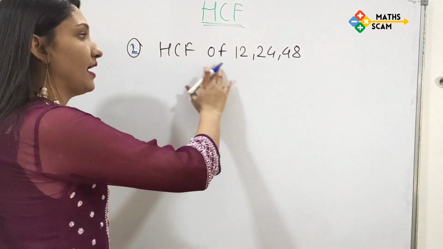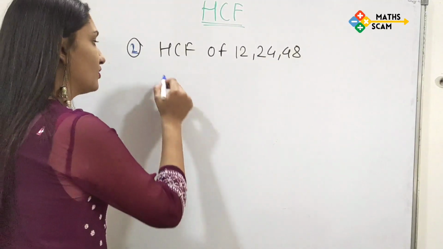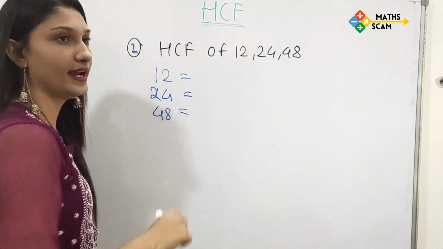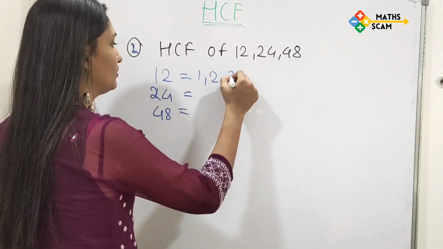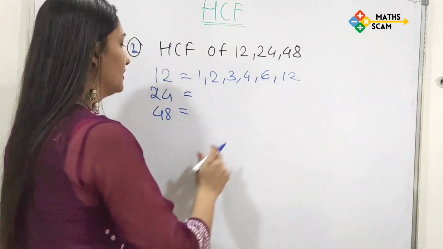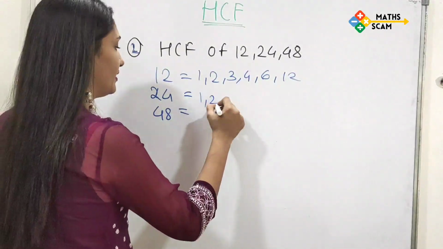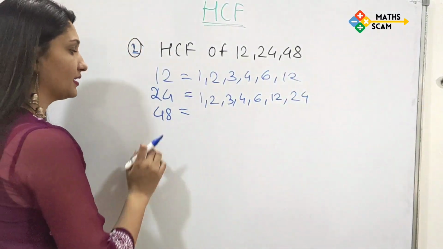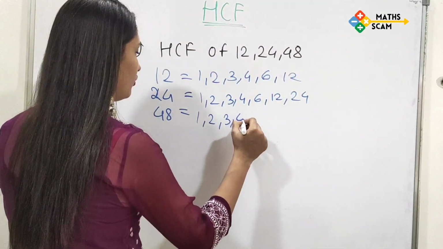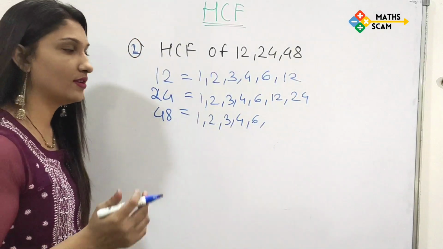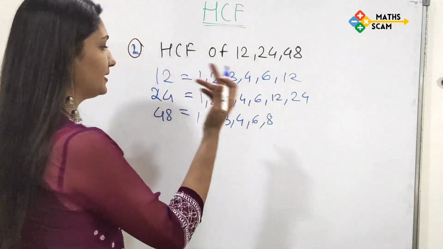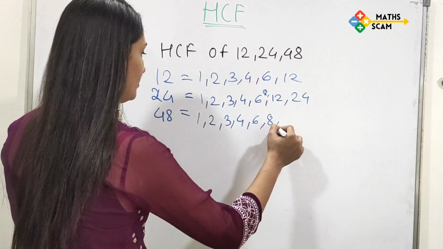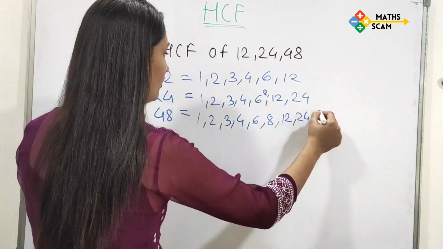The second is the HCF of 12, 24, 48. So how to find it? We need to first find the factors of 12, 24, 48. The factors of 12 are 1, 2, 3, 4, 6, 12. Factors of 24: 1, 2, 3, 4, 6, 12, 24. Factors of 48: 1, 2, 3, 4, 6, 8, 6 8s are 48. So 8 can be here, also 8 3s are 24. So here can also be 8, then 9 no, 10 no, 12, 24, 48.